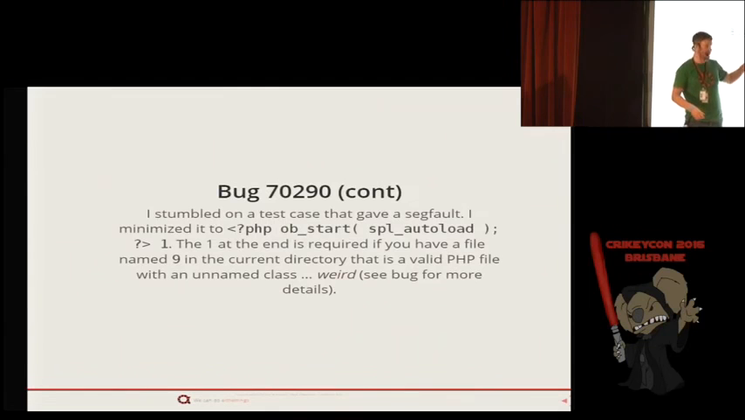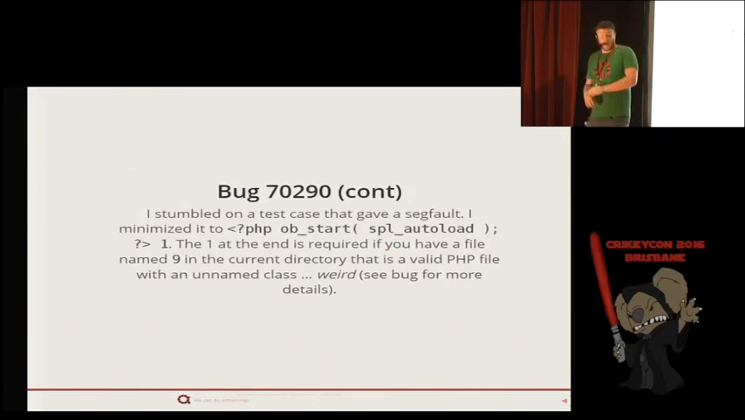So this is when the output buffer is starting, it calls this function. So basically, when you start writing anything to the page, it's going to call that function. And there's a 1 right at the end there. That 1 was required due to weirdness. In the bug report, it's got a lot more. But basically, if there was a file that was just named 9, no extension, and it had a PHP class in it that had no name, then you don't need the 1. Or you need the 1 if there is a 1. You just don't want to know why.